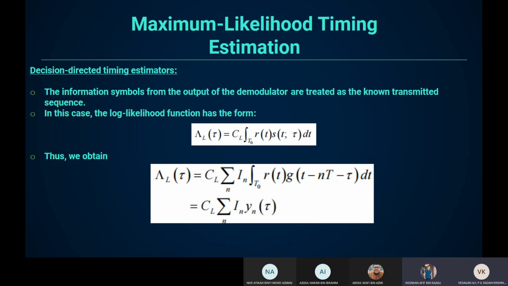Now I would like to explain the decision-directed timing estimators. The information symbols from the output of the demodulator are treated as the known transmitted sequence. In this case, the log likelihood function algorithm can be obtained as the equation below. After simplifying the equation, we can obtain the second equation.